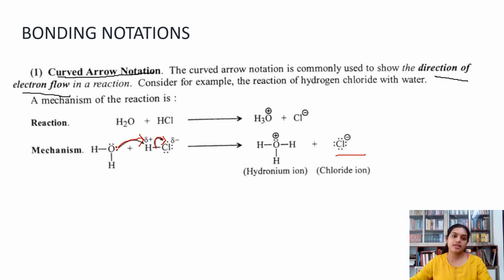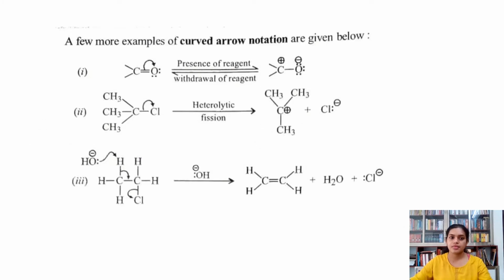That can be clearly understood by this curved arrow notation. And here are some examples. From the carbonyl group, the electron shift takes place like this, and two more examples are given.